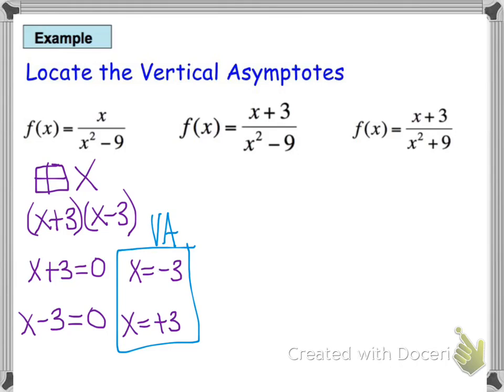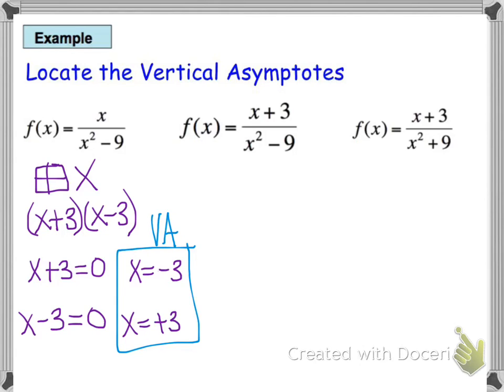As you can see in this first example on the left, I used my generic rectangle and diamond problem to factor my denominator, and when I did that, I got x plus 3 times x minus 3. Using the zero product property, I take each one of my factors, set them equal to 0, and solve for x. When I do so, I get x equals -3 and x equals +3, and those are our vertical asymptotes for this specific rational function.